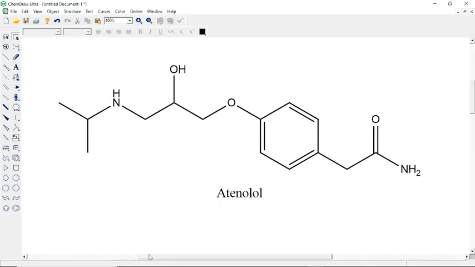Okay, look at atenolol. What can we say about this atenolol? How many binding sites can we have here? 1, 2, 3, 4, or 5? How many?